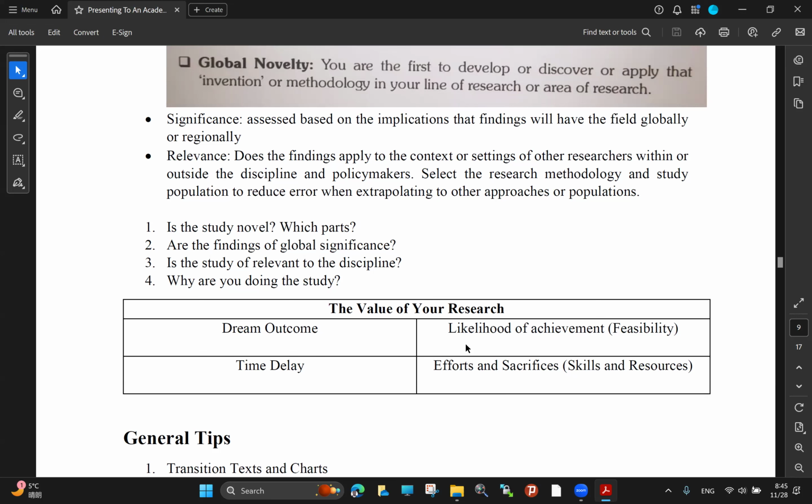You should know this from the start. If you want to build an algorithm that can detect something, you should know the drawbacks of that particular algorithm you are using. If you are combining algorithms, you should know what happens when you combine them. The efforts and sacrifices: so the value of your research is here.